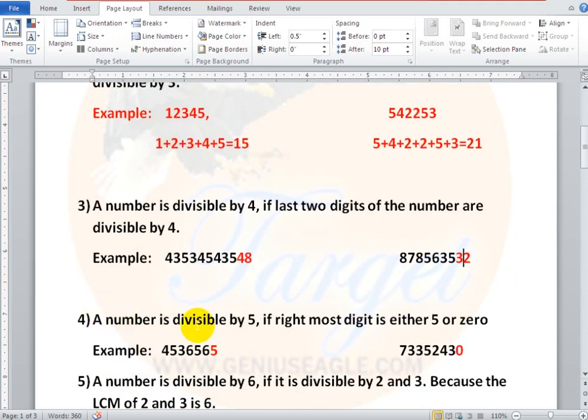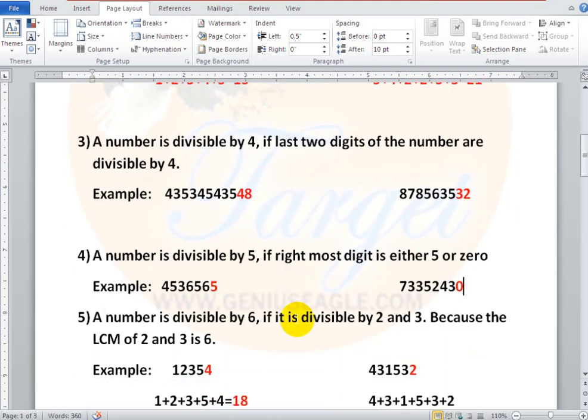Next is the case of number 5. It is very easy. If the last digit, that is the rightmost digit of the number, is 5 or 0, then that number will be divisible by 5. In this case, the rightmost digit is 5, and in this case, the rightmost digit is 0. So both these numbers are divisible by 5.